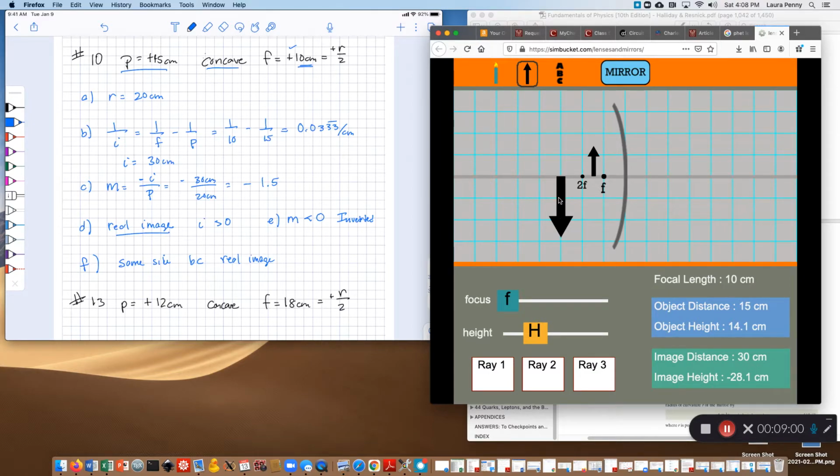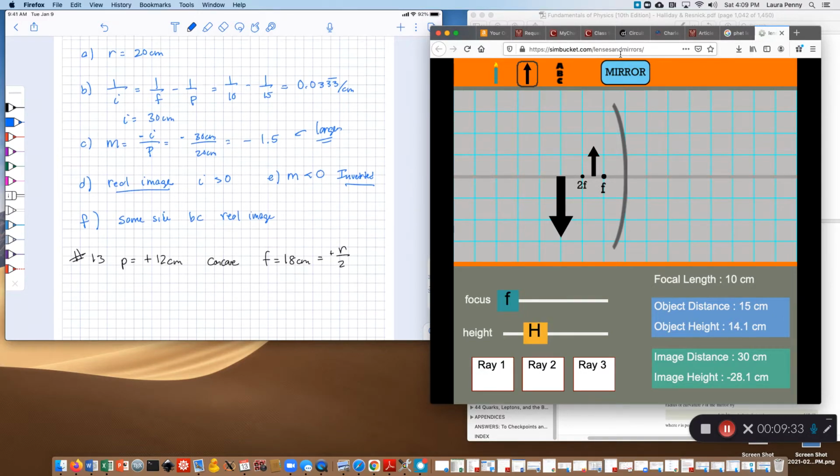So over here at 30, it is inverted, right? It's upside down compared to my original object, and it's definitely larger as well. It doesn't ask us that, but it is larger. It's 1.5 times as large, and it's on the same side of the mirror as the object. This is a sim called simbucket.com. It's lenses and mirror, if that's any help for you guys to go through and mess around with it.